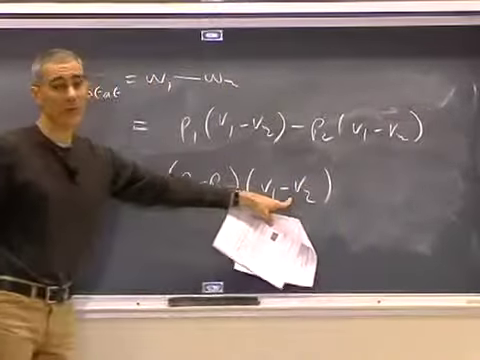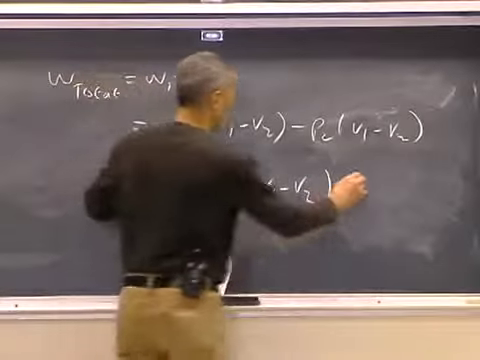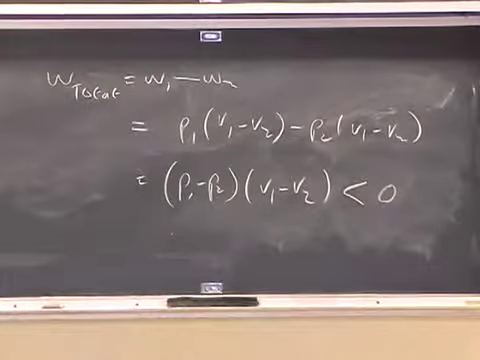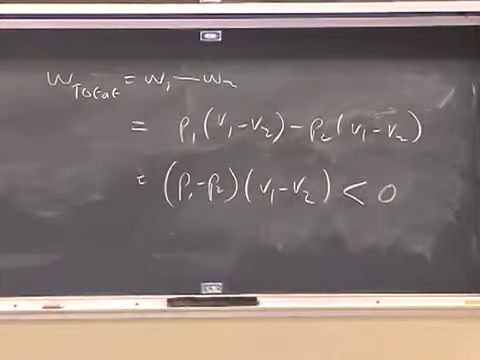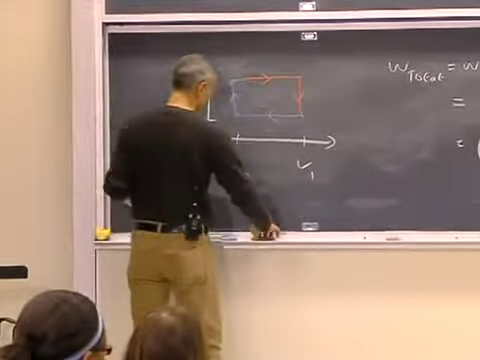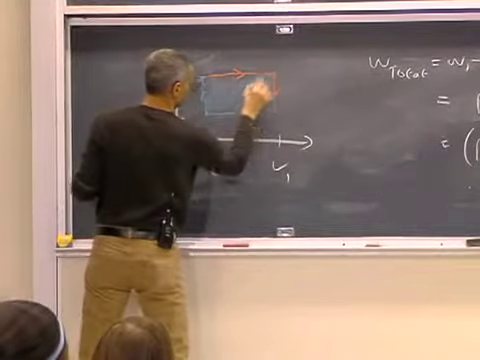This is a positive number. P1 is smaller than P2. This is a negative number. The total work is less than 0. That's the work that the system is doing to the environment. Okay? The work is negative, which means that work is being done to the environment. And that work is the area inside the rectangle.